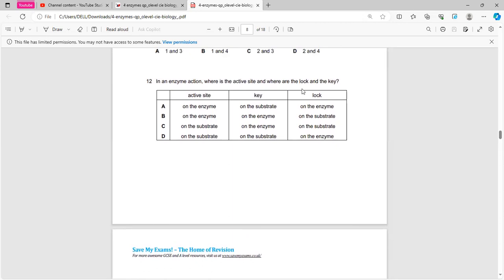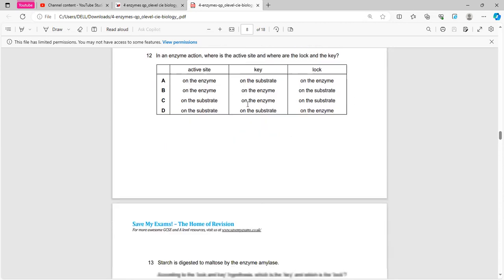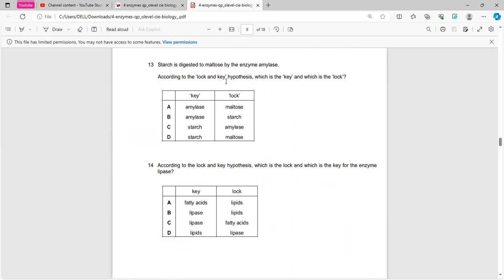Now, in the lock and key model, we know that the active site is always on the enzyme, and the key is always the substrate, and the active site is also known as the lock. So, option A. In question 13, again lock and key. Lock is the enzyme, and the enzyme is amylase, and the key is the substrate.